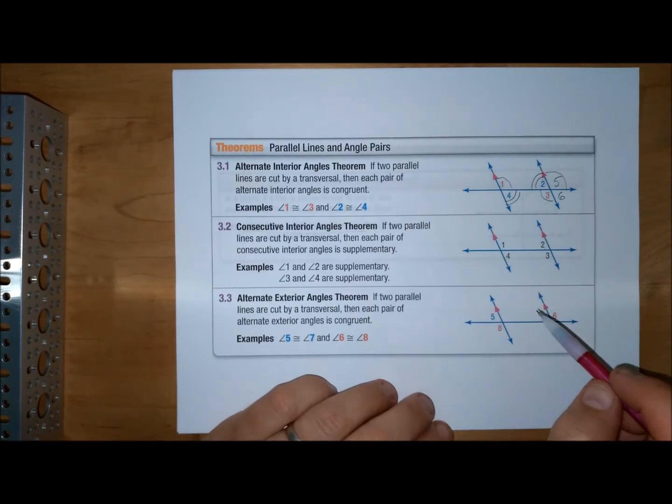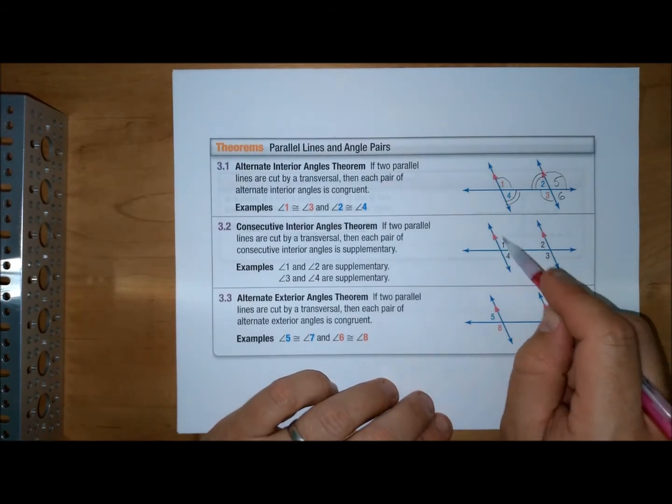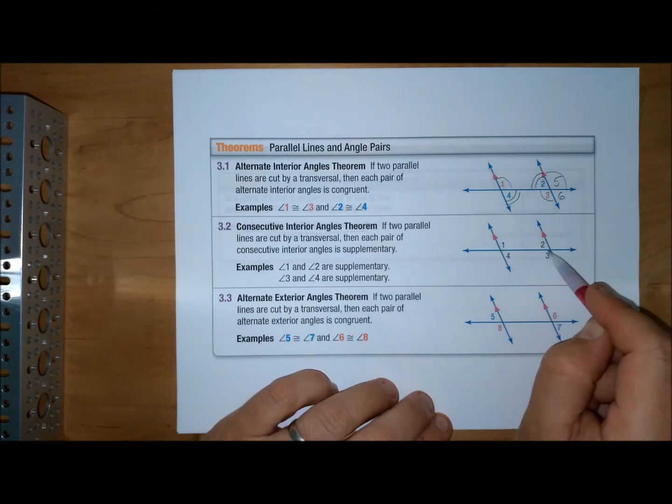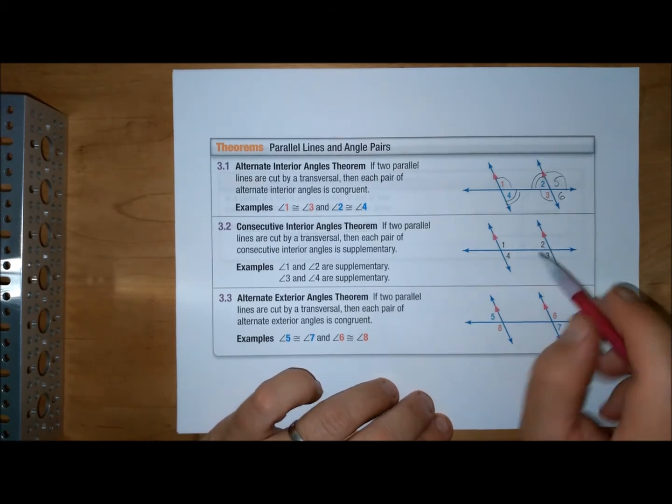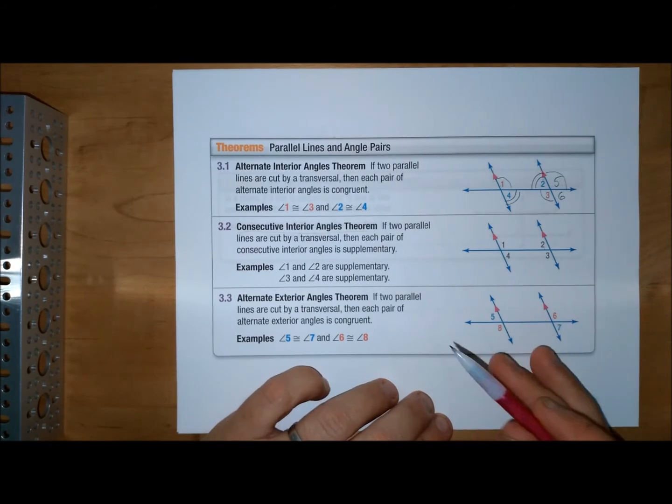Now notice, if I could just cut out this angle 1 and just drag it over here, wouldn't it fit nicely right in there? Yeah, and so wouldn't that mean that angle 1 and angle 2 would be supplementary?